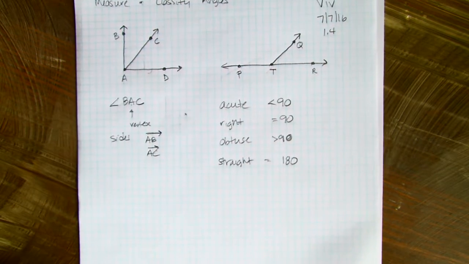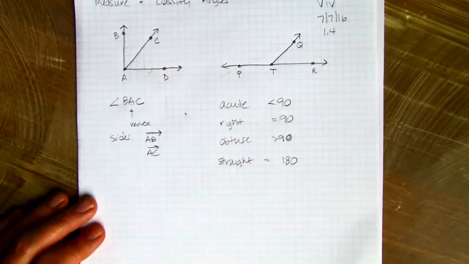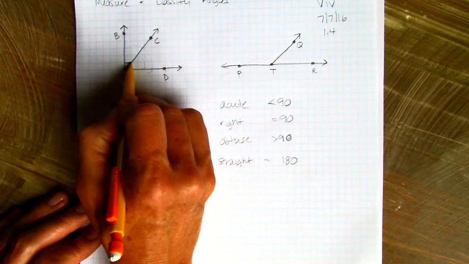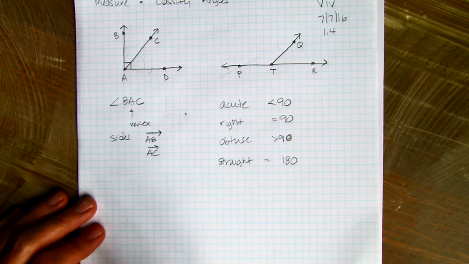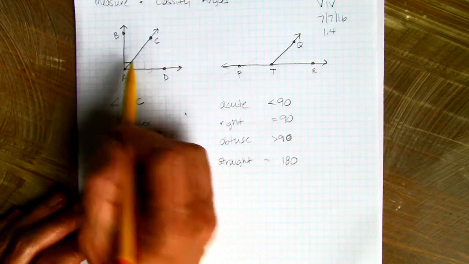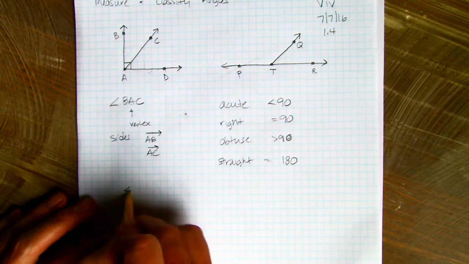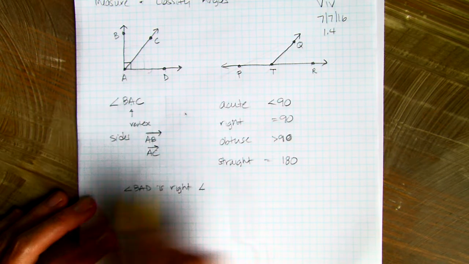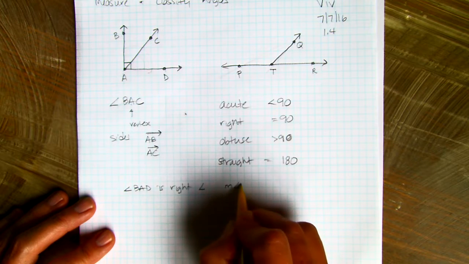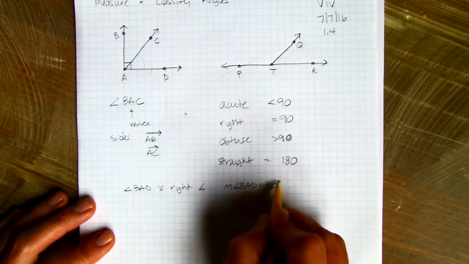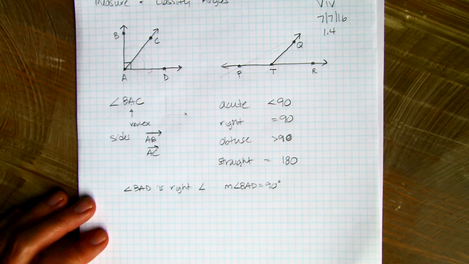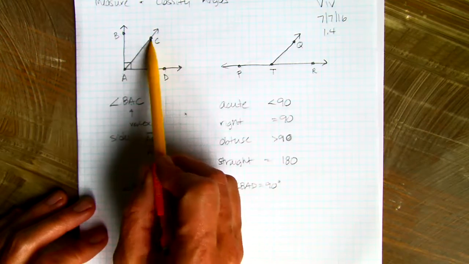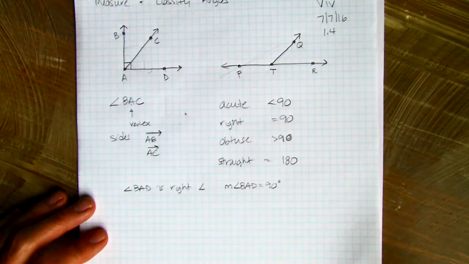So what do I need to know about those kinds of things? First of all, this angle looks right, but we would not be able to say that angle BAD was a right angle unless there was a right angle symbol in there. So never assume anything. Now that I've drawn this right angle symbol, I could say angle BAD is a right angle. If I was going to talk about its measure, I would say the measure of angle BAD is equal to 90 degrees. In that case, then, angles BAC and CAD are both acute.